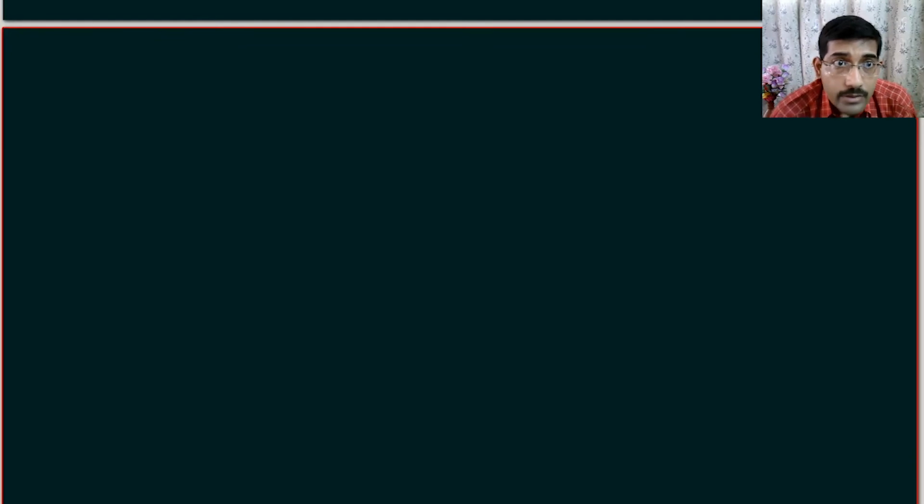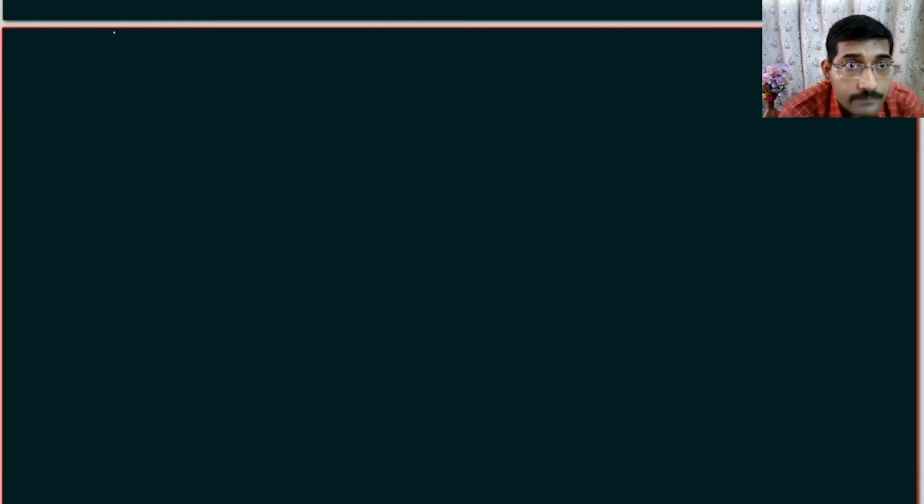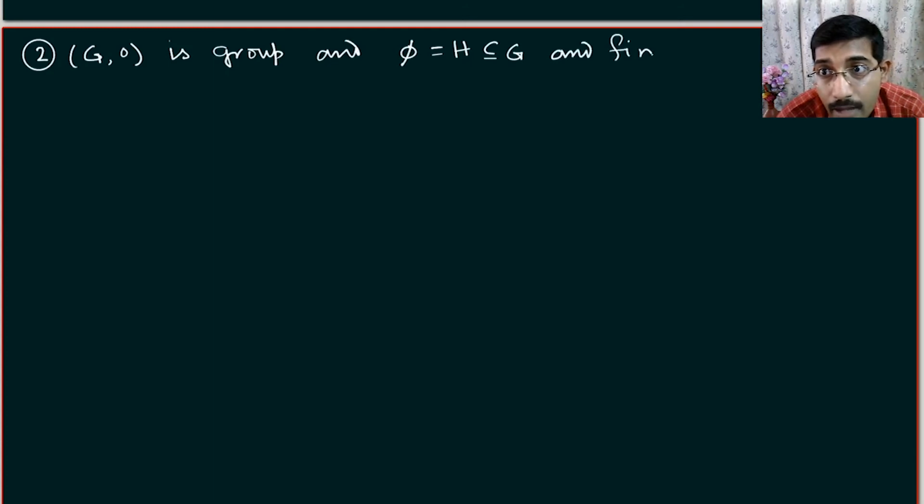Now the second property of subgroups. This is very interesting since we had two conditions before; now we can relax it. We say that G, O is a group and H is a non-empty subset of G, and this is finite. This is a new assumption that we make, the finiteness assumption.